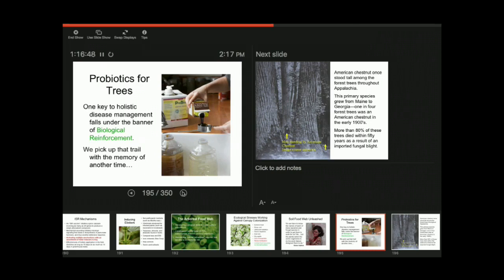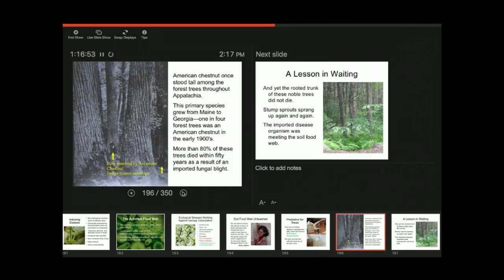But let's pick up this trail by going back approximately 120 years ago. At that time, in the eastern forest, 1 out of 4 trees was an American chestnut. And for whatever reason, some potted Chinese chestnuts were brought into this country and planted in Central Park in New York City. And in that Chinese chestnut biome was a fungal disease that's now known as chestnut blight.